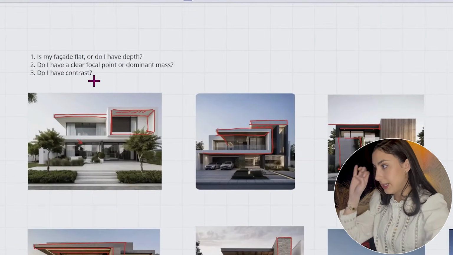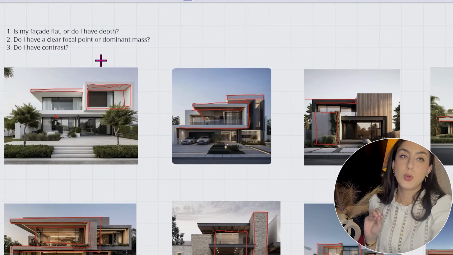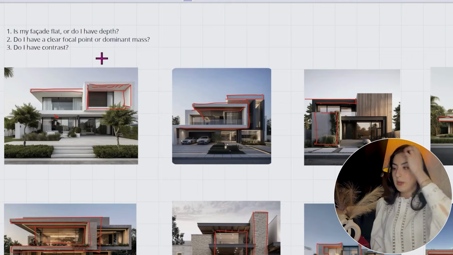The second question is, do I have a clear focal point or a dominant mass? So again, when you're looking at a facade, your eye needs to grab onto something very quickly. It takes like a millisecond. Like I look at it, I know what to look at. You need to have a focal point. You need to have a hero moment, and everything else around it becomes a supporting element.